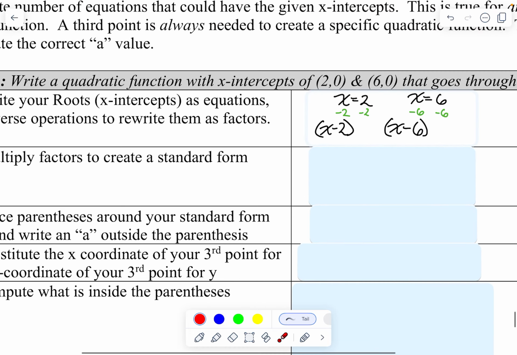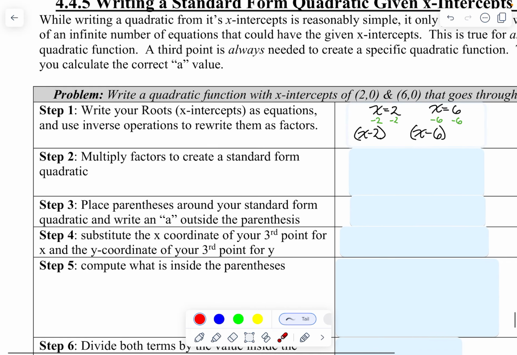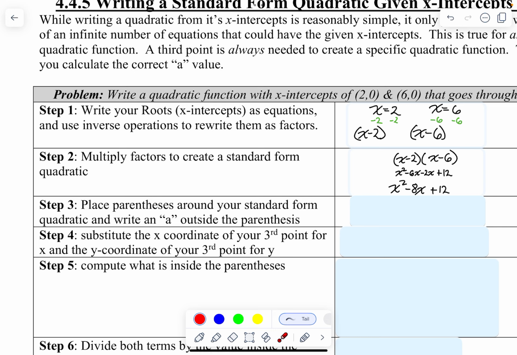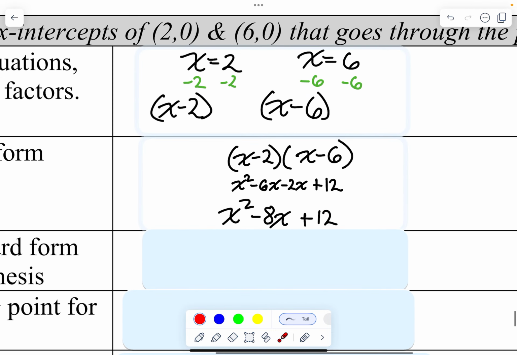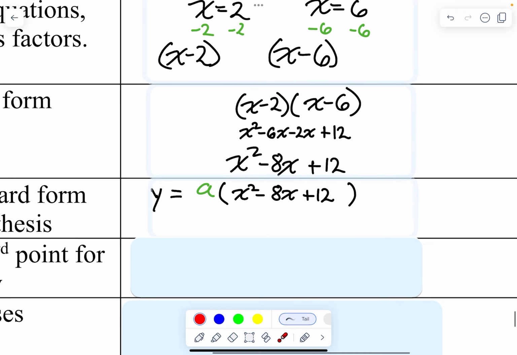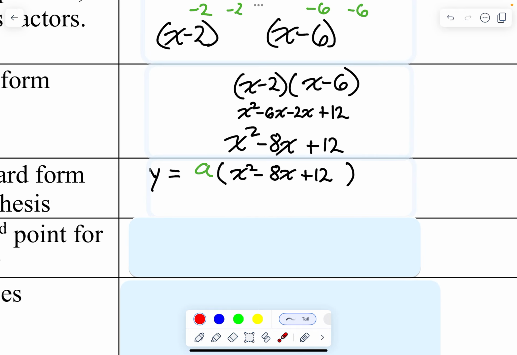So I'm going to multiply my factors together to create a standard form quadratic. And so I take x minus 2 times x minus 6. I FOIL that out. I combine the like terms, and I get x squared minus 8x plus 12. Next, I'm going to put an a in front of that and some parentheses around it and make f of x, or make y equal it. So I end up with y equals a times the product of my foiling.